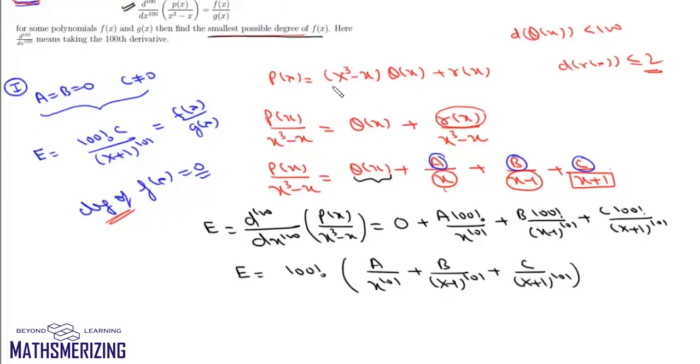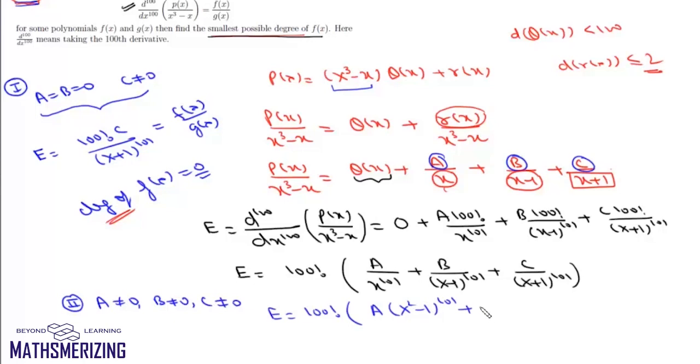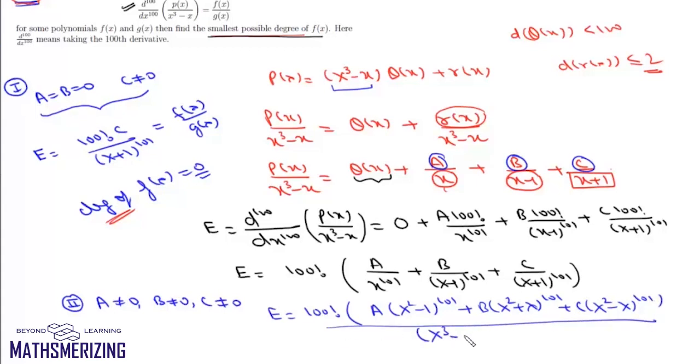Now, if we assume that x cube minus x doesn't divide p, in that case, we'll consider the case when a is unequal to 0, b is unequal to 0, and c is unequal to 0. In that case, we can write this E as factorial 100 into a(x square minus 1) to the power 101 plus b(x square plus x) to the power 101 plus c(x square minus x) to the power 101, divided by (x cube minus x) to the power 101.